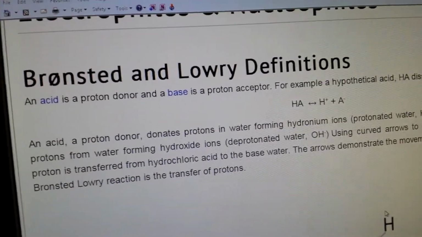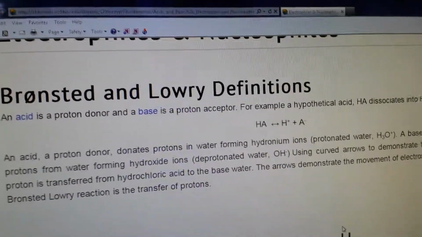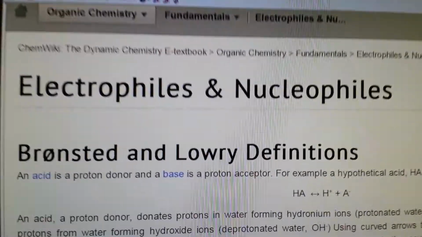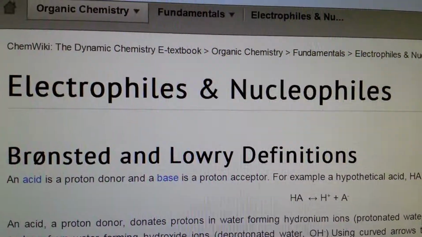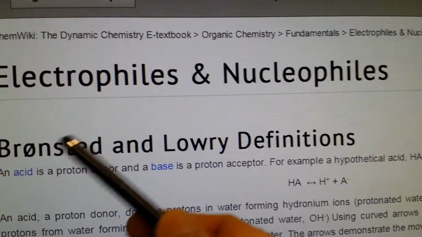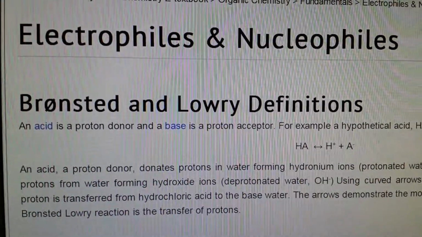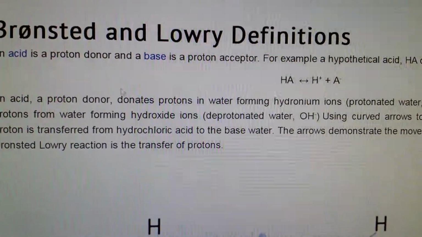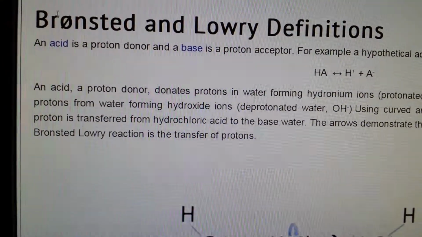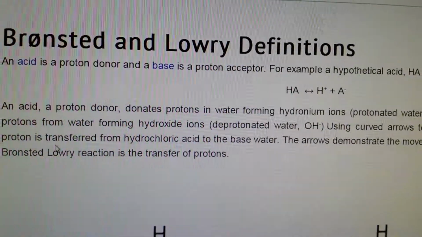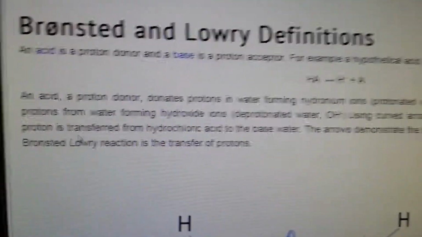Let's see what the Brønsted-Lowry definition is, but we really want to know what electrophiles and nucleophiles are. What are electrophiles and nucleophiles? So I will show you in this video the Brønsted-Lowry definitions. What does Brønsted-Lowry say?